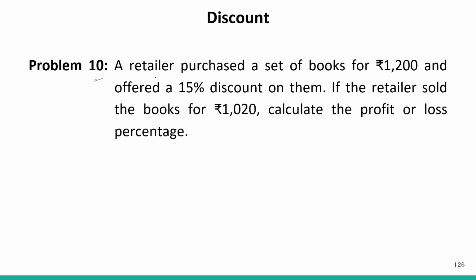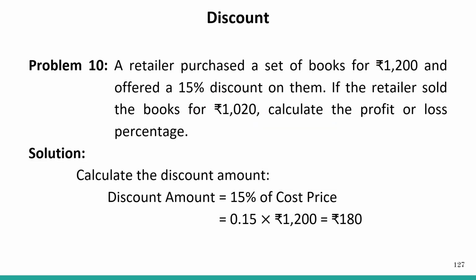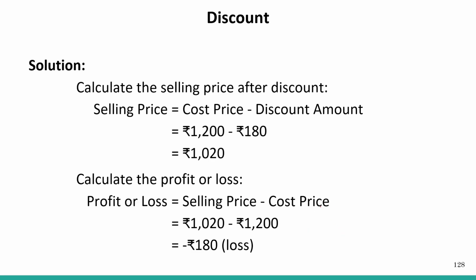So let's see problem number 10. A retailer purchased a set of books for 1200 rupees and offered a 15% discount on them. So if the retailer sold the books for 1020, then calculate the profit or loss percentage. Okay. So calculating the discount amount: 15% of cost price is 0.15 into 1200. So this is equal to 180 rupees. So selling price is equal to cost price minus discount amount. So 1200 minus 180 is equal to 1020.